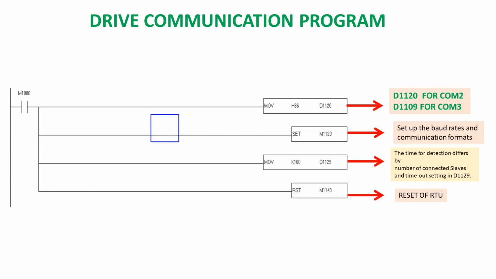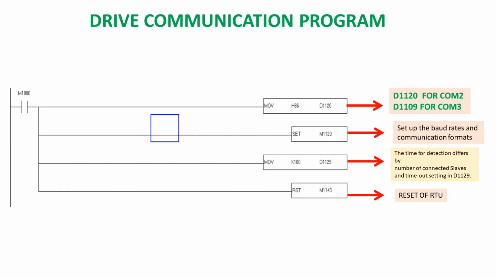Who will take the responsibility of that communication? This bit, M1120, will take the responsibility of the baud rate communications itself. Okay, and then next, whatever the timings are there, it should be a repeated cycle itself. Who will maintain that? D1129 is going to maintain whatever the communication timings and all.